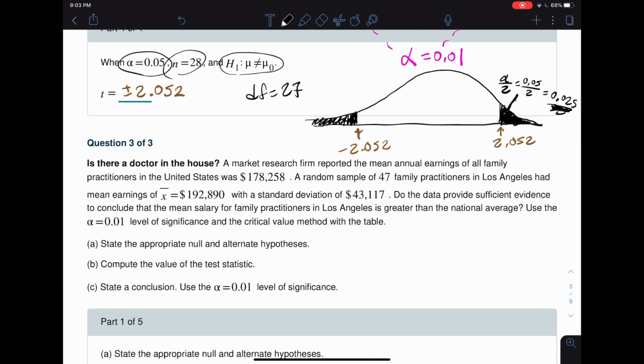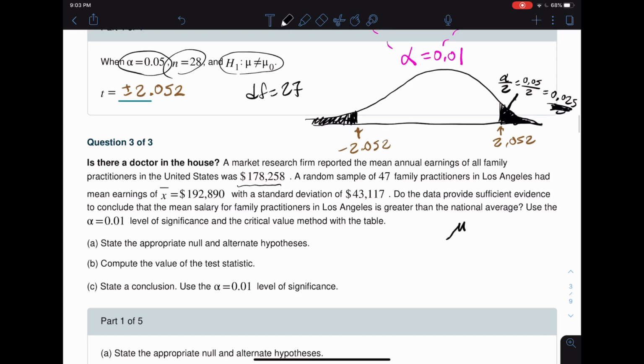But let's see. A market research firm reported that the mean annual earnings of all family practitioners in the United States, so there's their mean earnings, is $178,258. That's not a bad income. Notice where it changes its language. It says a random sample of 47. Now we're talking about a sample. 47 is the sample size. By the way, that means degrees of freedom is going to be 46.